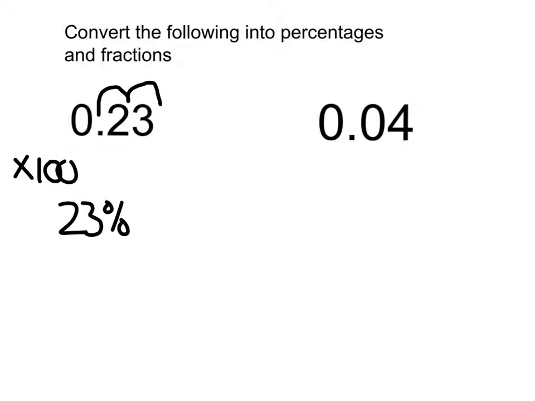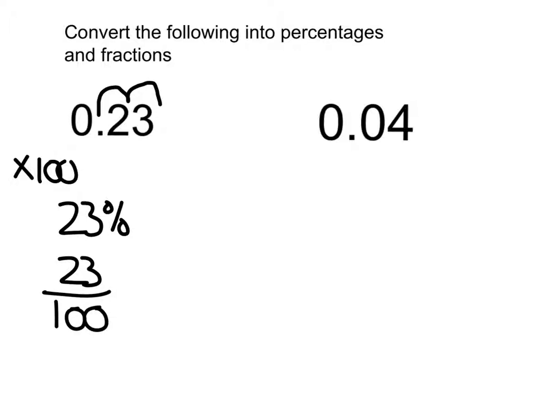To convert that into a percentage, we need to times it by 100. When we times it by 100, this means that the decimal point moves 2 places backwards. So 0.23 becomes 23%. Now, to convert a percentage into a fraction, we need to remember that percentage just means out of 100. So 23% becomes 23 over 100.